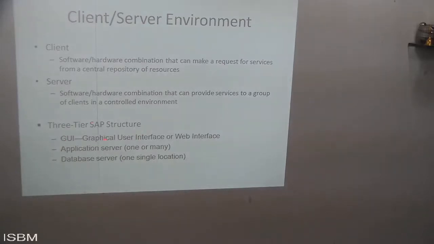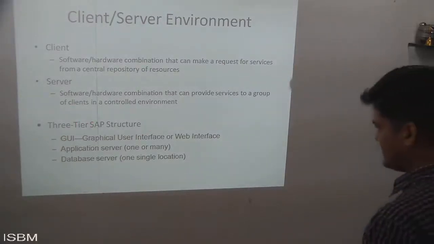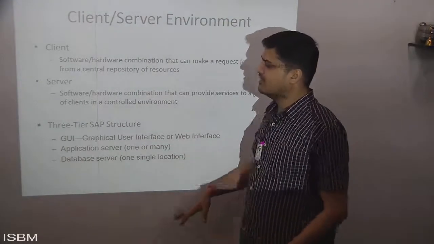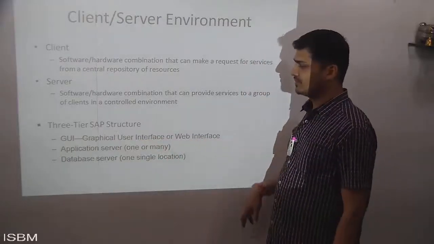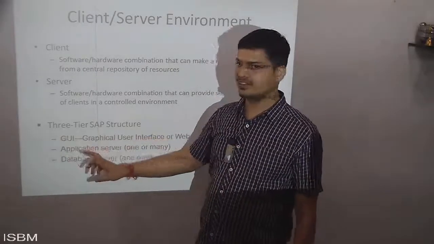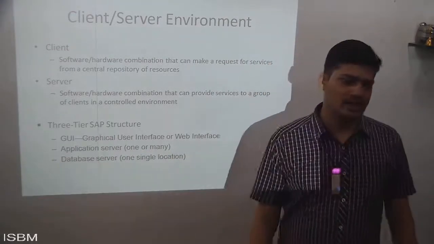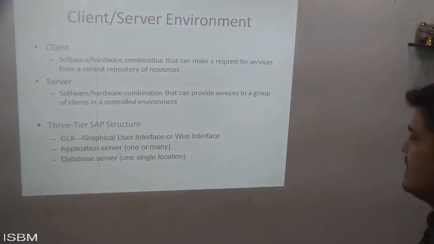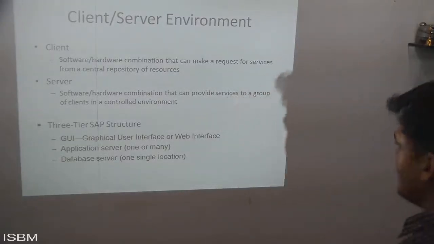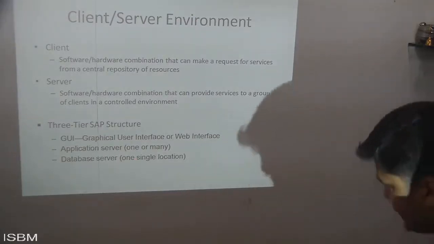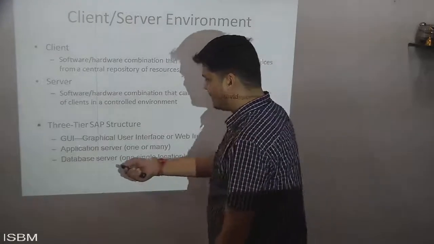Number 3 is the 3-tier SAP structure. What exactly is the 3-tier SAP structure? There are 3 things I have shown you over here. One is the GUI, graphical user interface, or web interface. You can call it either GUI, graphical user interface, or web interface. The second is the application server. The application server is the server where you are doing the work, so it is called the application server.